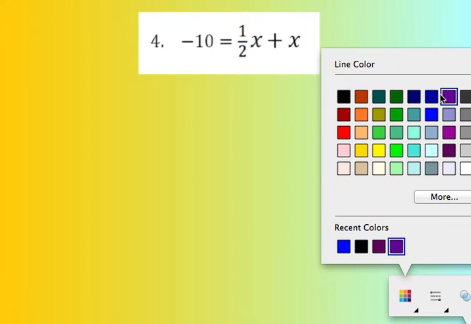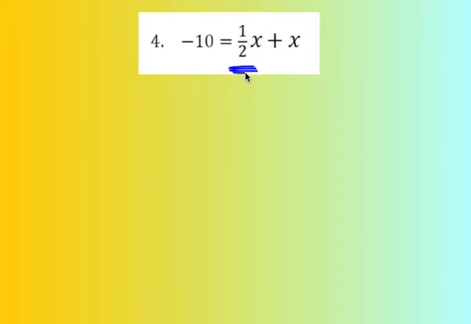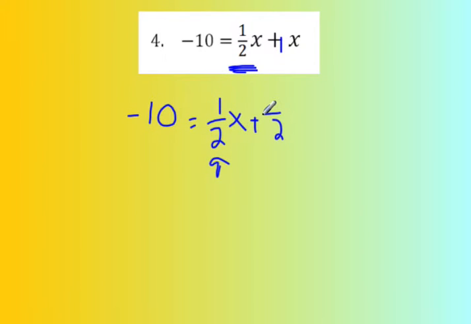So for number 4, I noticed that I have this 1/2 x here. I don't really like fractions that much, so I'm going to do the best I can to get rid of them. So when there's no coefficient, that's the same as there just being a 1. So really what I have is 1/2 x plus 1x. So I have negative 10 here, and that's going to be equal to 1/2 x. Now, instead of writing it as 1x, I want to make it so that it has a common denominator with this guy right here. So I want the bottom to be 2. Well, if I write it as 2 over 2, 2 over 2 is really the same thing as 1.